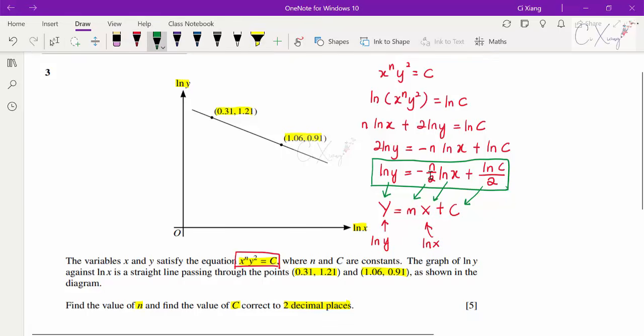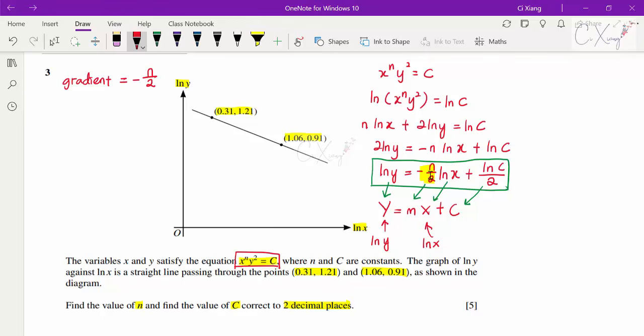So first of all, let us have a look at this one. This is actually the gradient, right? Negative n over 2 is the gradient. Therefore, maybe I write the answer here. For the gradient, it is equal to negative n over 2.